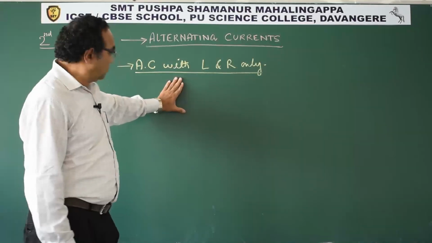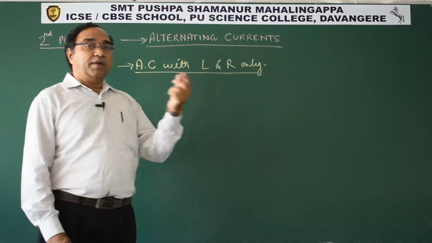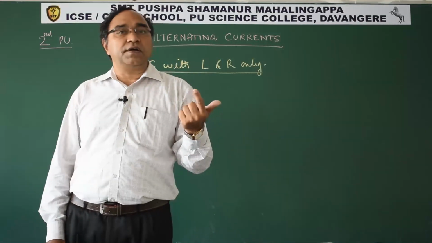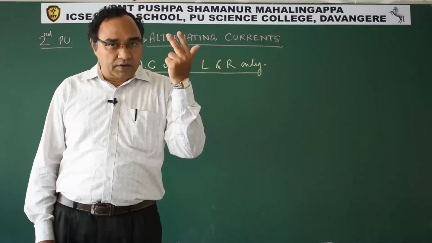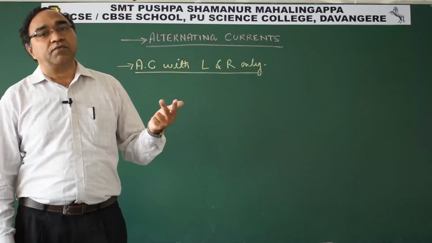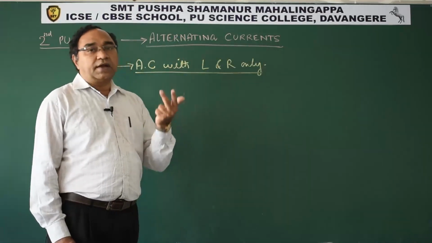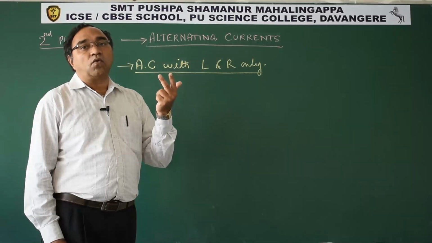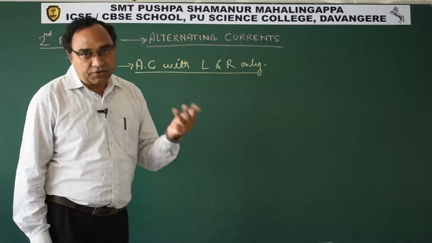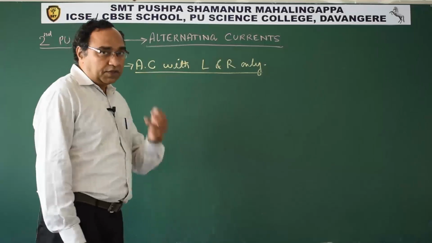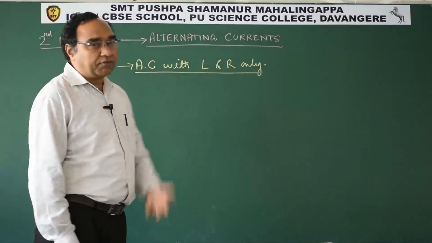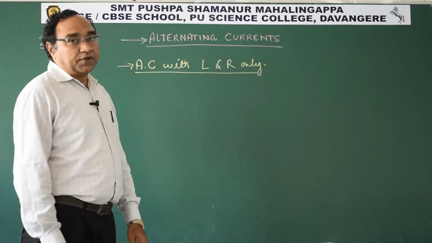Once again students, out here our aim is to find the expression for current. Our aim is to find what is the phase difference between the applied voltage and current, and our aim is to find what will be the power consumption in the given circuit. So these are the three features that we have to extract from the given circuit.